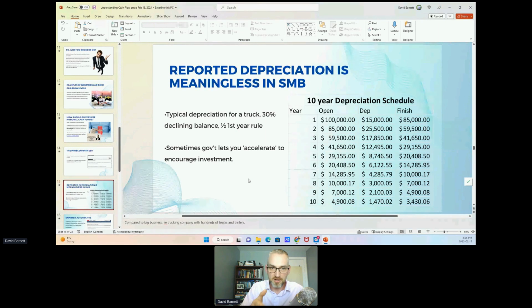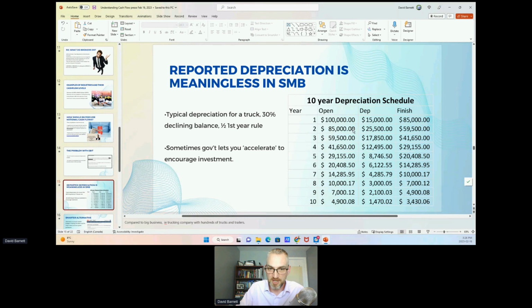So here is a typical depreciation rule for a truck. 30% declining balance, half first year rule. What does that mean? It means that you buy the truck for 100 grand and every year you're allowed to depreciate that value by 30% and then the next year another 30%, but in the first year you can only do half. So in year one, we've got $100,000 of book value and then depreciated half of the 30%, which is 15 grand. And then at the end of the year, it has an $85,000 remaining book value.